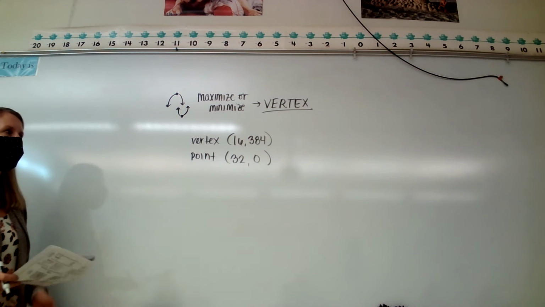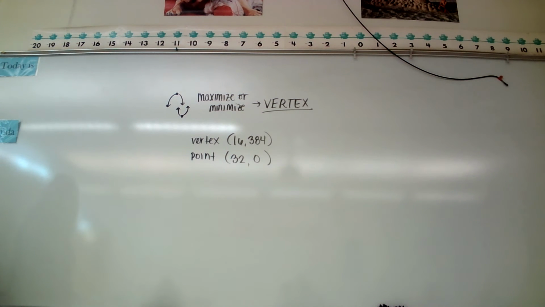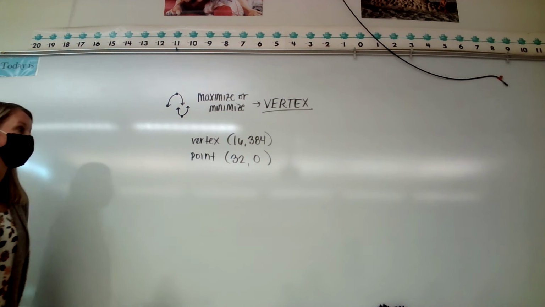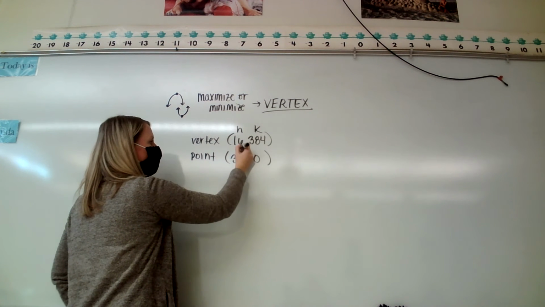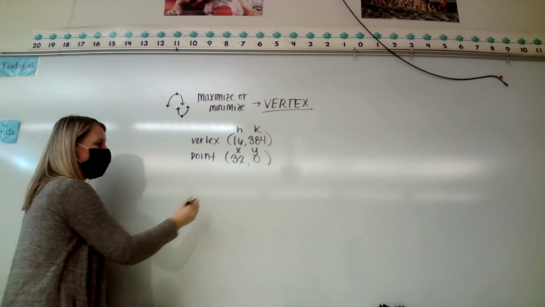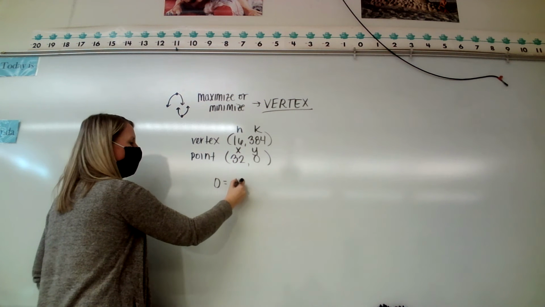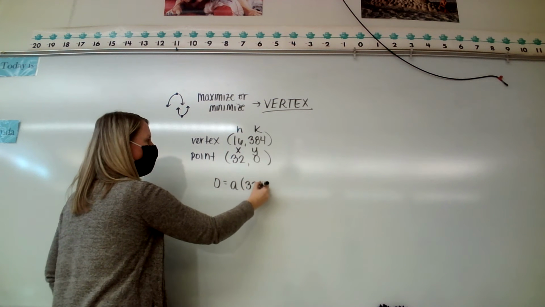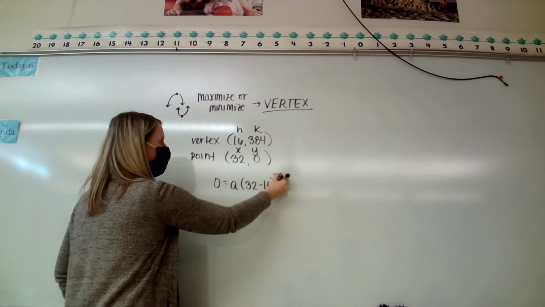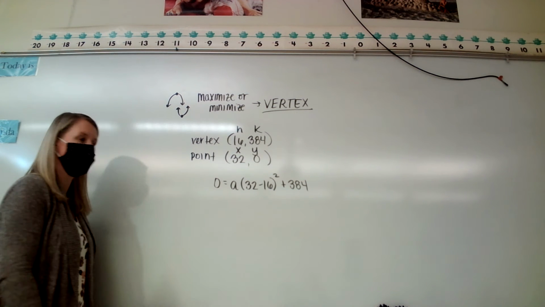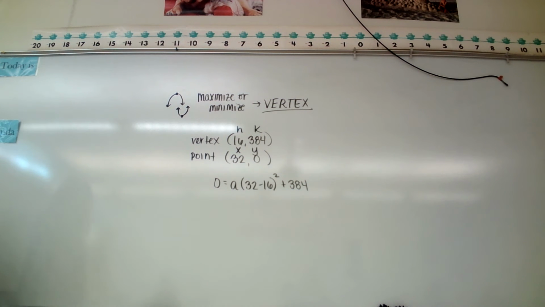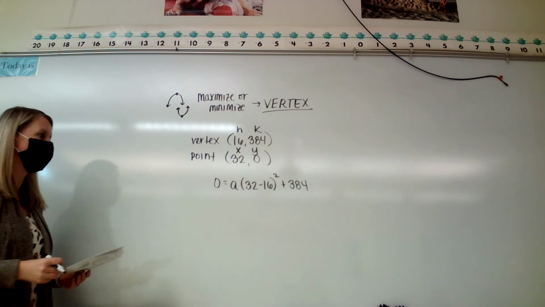So in order to find that A, I need a vertex and the point. I kind of just look and say, oh, it's hitting the ground at 32 feet. Let's use that as my other point. And then I'm going to plug into vertex form. So this is H and K. This is X and Y. So we would have 0 equals A(X minus H) squared plus K, which is 384. So we've had a lot of these problems kind of throughout where you're throwing in the vertex and the point.